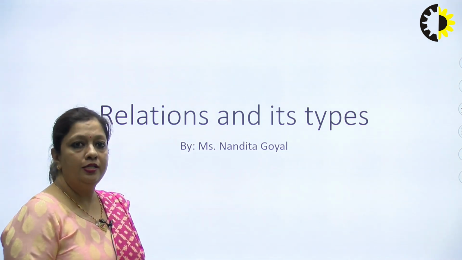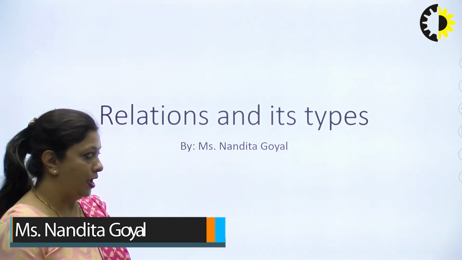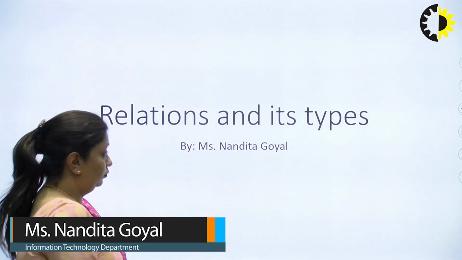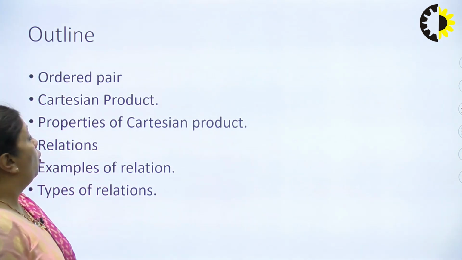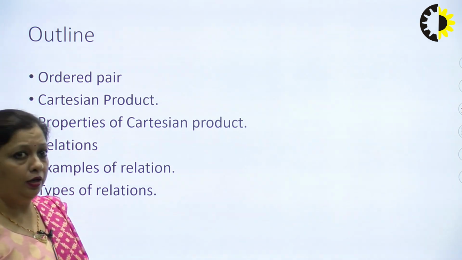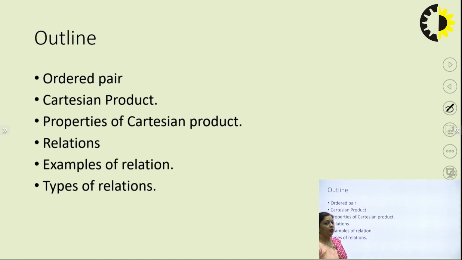So today I'll be discussing the topic relation and its type in context of discrete mathematics. The topics which I'll be covering for today include ordered pair, Cartesian product, properties of Cartesian product, what are the various relations along with examples, and what are the different types of relations which we discuss in discrete maths.